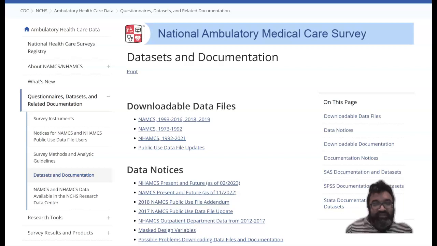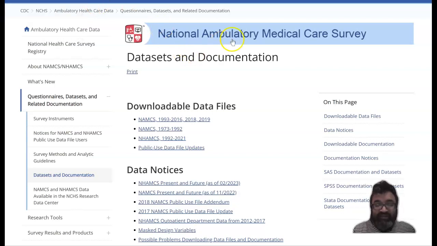Hello, I'm Dr. Sri Banerjee, and in this segment I'll be going over a data set known as the National Ambulatory Medical Care Survey. The wonderful thing about this data set is that the data is freely available, and this is not often the case. A lot of times what you have to do is pay a significant amount for the data set to be able to retrieve it.